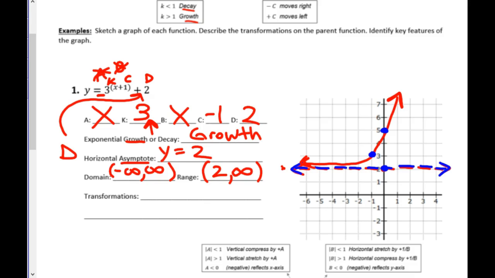Now, let's talk about those transformations. I got no A. Don't worry about A. K is 3, but I already talked about K over here, right? So don't worry about K. When you're doing the transformations, you're just talking about A, B, C, and D. So there's no A, there's no B. So C shifts left or right. To the left. Remember, plus 1 is a liar, so that's left 1.